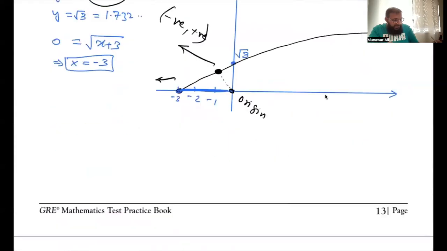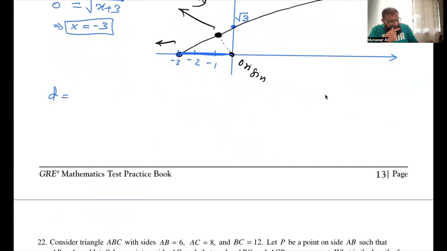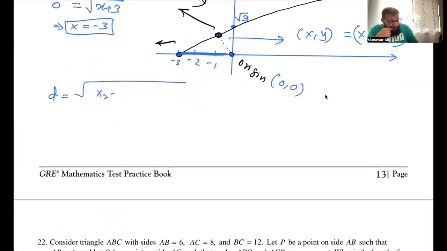But I have to find the distance between this origin and this point. What is this point? Let me name this point x and y. But you know very well the value of y is square root of x plus 3 from the equation. And this is the origin. Origin always has coordinates 0, 0. So the distance function is x2 minus x1 squared plus y2 minus y1 squared. So the distance square would be, I'm just canceling the square root to make things easy.